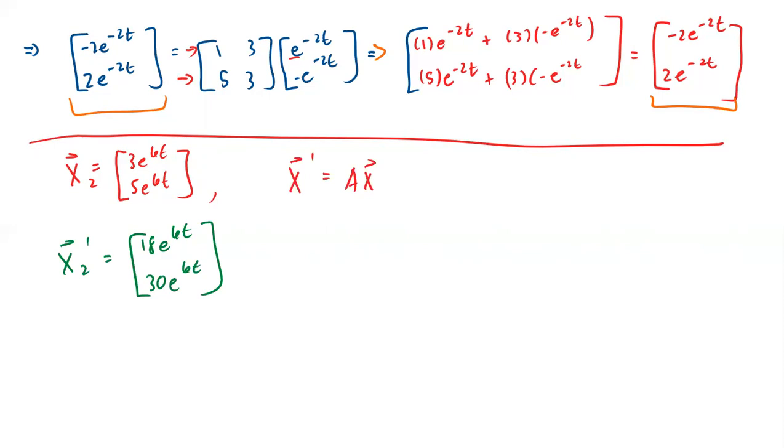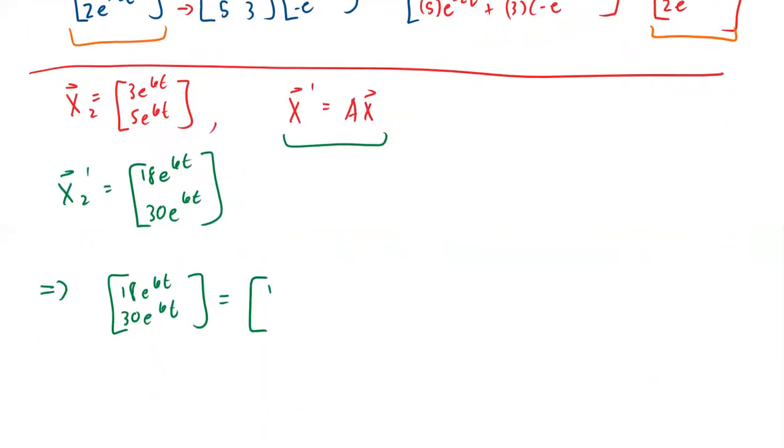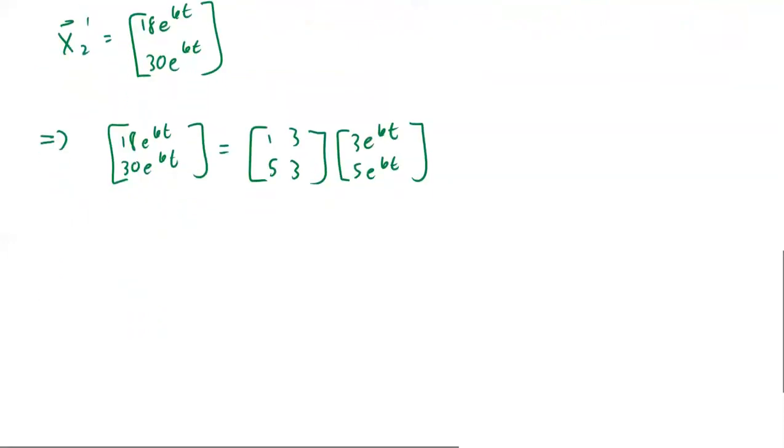Now, let's plug everything into this equation, and we must get equality. The left-hand side is what we found, 18 e to the 6t, 30 e to the 6t. The right-hand side is given by A, which is 1 3 5 3, times the vector x, which is 3 e to the 6t, 5 e to the 6t. So let's calculate this matrix multiplication on the right-hand side, and we should get equality with what is on the left-hand side. So let's verify.